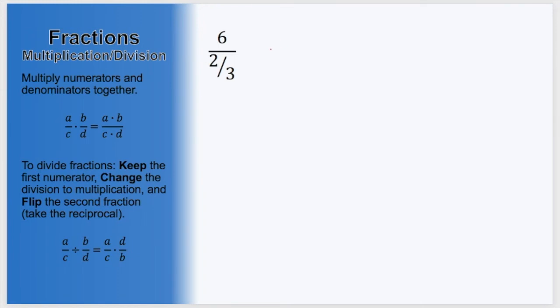There's an important distinction to make if we were trying to do this operation on our calculator. Remember, anytime we have a division bar, we want to think of the numerator and denominator inside their own sets of parentheses. So this operation would be input as 6 divided by parentheses 2 divided by 3 in parentheses.